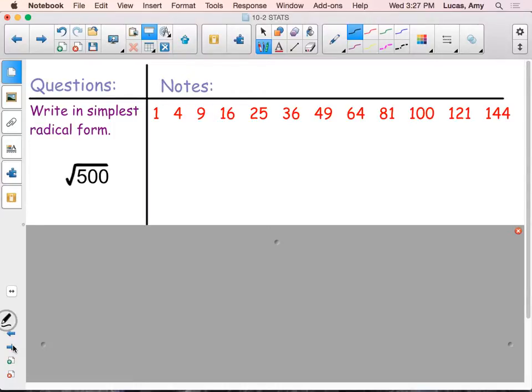It says write in simplest radical form, and it's the square root of 500. So I would like you to remember we've got the list of the first 12 perfect squares in red at the top. We are looking for the biggest perfect square factor of 500. In that list of perfect squares, the biggest one that is a factor of 500 is 100. So I am going to split 500 into 100 times 5. The square root of 100 is 10. So in simplest radical form, the square root of 500 is 10 times the square root of 5.